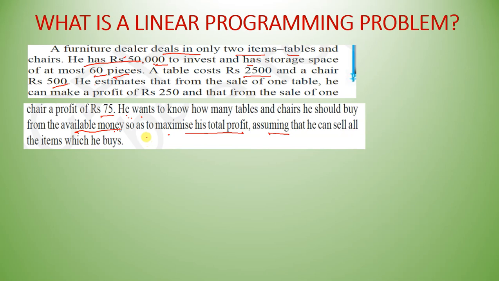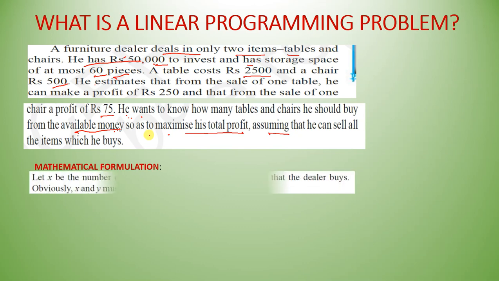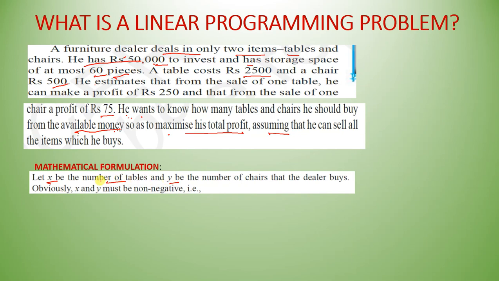So let us take the number of tables that he buys as x and the number of chairs as y. Since these numbers cannot be negative, so one condition is x and y must be non-negative.